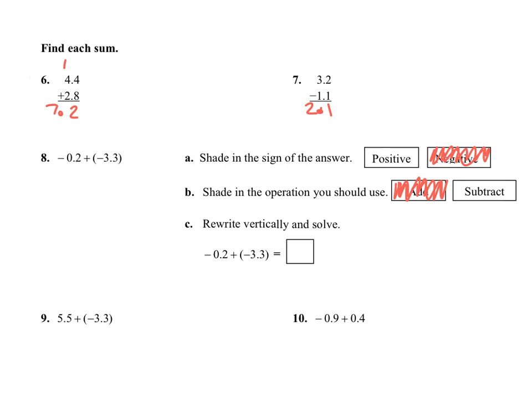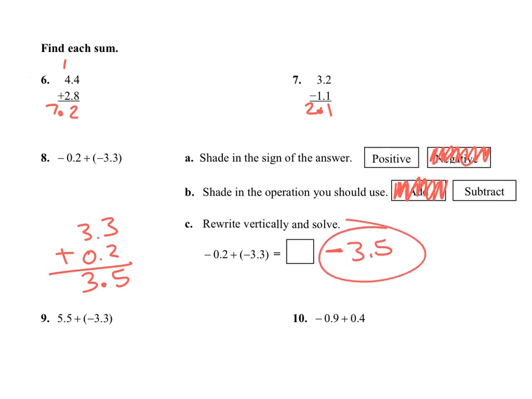Part C says, rewrite vertically and solve. On this one, we already know that the answer is going to be negative, so write that down and don't mess with it anymore. Since both numbers are negative, I'm going to add their absolute values. So I'm going to say 3.3 plus 0.2, and then line up the decimal points. 3 plus 2, that's 5. Carry down the decimal, and then 3 plus 0 is 3. So my final answer is negative 3.5. Okay, let's do the rest of this worksheet.